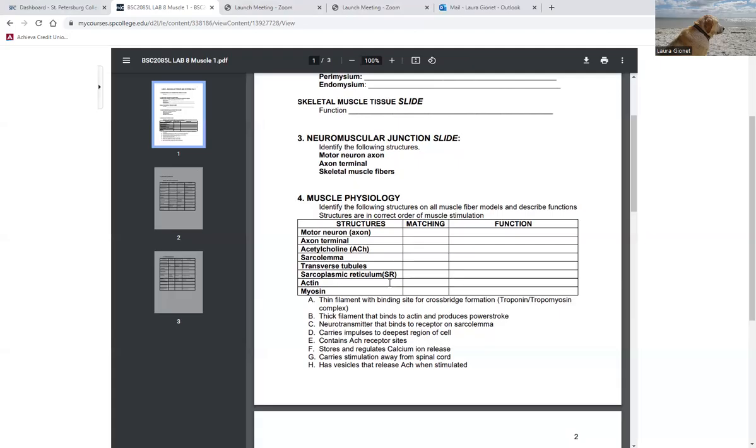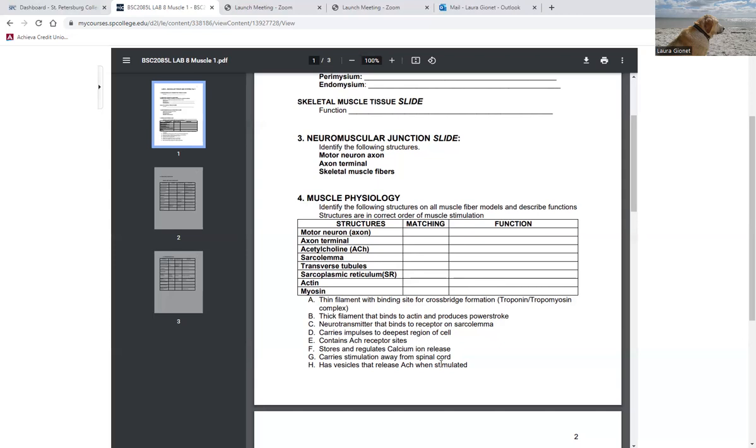C, the neurotransmitter that binds to a receptor on the sarcolemma. That is acetylcholine, or ACH. D, carries impulses to the deepest region of the cell. Those are the transverse tubules. E, contains acetylcholine receptor sites. That's the sarcolemma. F, stores and regulates calcium ion release. That's the sarcoplasmic reticulum.